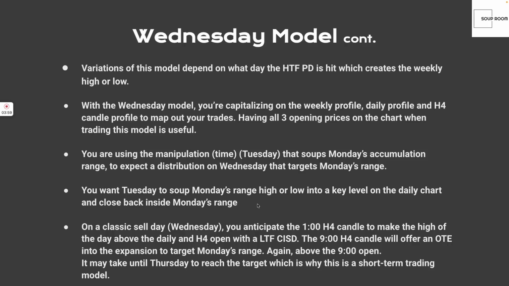On a classic sell day, this is Wednesday, you anticipate the 1 a.m. 4-hour candle to make the high of the day above the daily and 4-hour open with a lower time frame change in state of delivery. The 9 a.m. 4-hour candle will offer an OTE or breaker into the expansion to target Monday's range low or high, depending on the order flow. Again, above the 9 a.m. open.